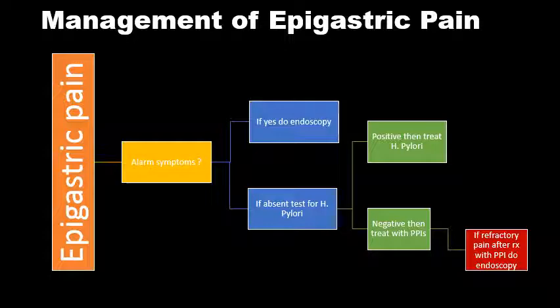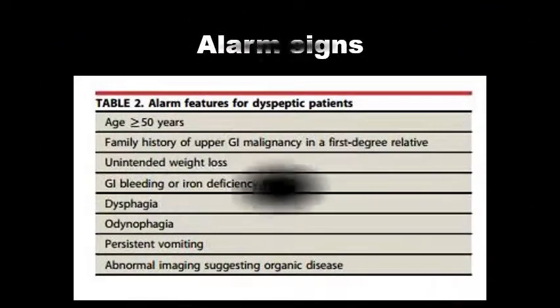If they're absent, you check for H pylori. If the person is positive for H pylori, you treat the bacteria. If it's negative, then you treat with proton pump inhibitor. If there is still refractory pain after treatment with proton pump inhibitors, then you have to do an endoscopy. This is a table talking about all the alarm signs that we just discussed.